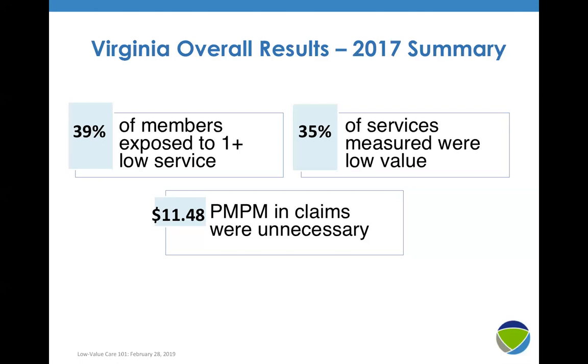And the good news is that the data seems to be standing those tests. We have had state health systems compare a regional data analysis that we've done to their own data through their EHR, and it seems to be fairly consistent. So that's good news. Bad news, you can see in Virginia, 39% of members were exposed to at least one low value service. 35% of services measured were of low value, and that represents real money. That represents over $11 per patient per month in unnecessary claims. Next slide.